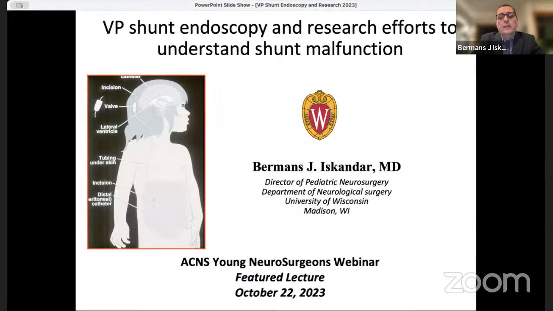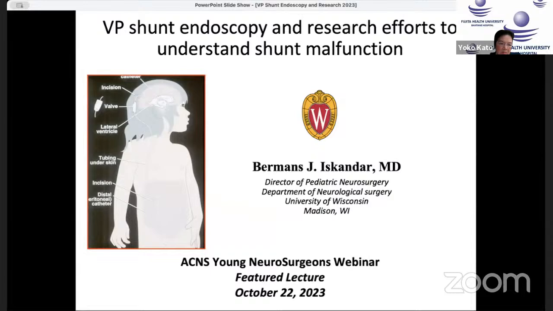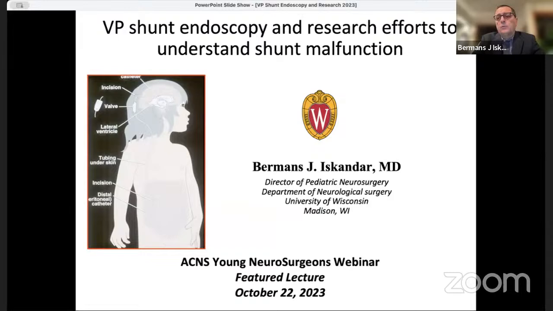I'm a pediatric neurosurgeon. I do many, many endoscopic shunts, and over the years, I've learned a few lessons. First, I've learned about how to avoid complications with shunts, specifically with shunt endoscopy. And second, when you practice for as many years as I have, you learn a few lessons from research and how to improve shunt function in patients. So I'm going to give you more of an illustrative account of what we've done over the years, how we improved our own shunt function. And hopefully there'll be time for questions at the end.